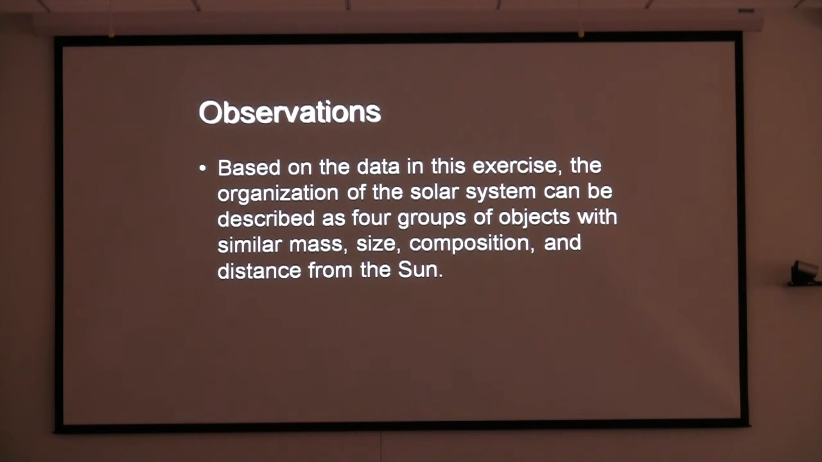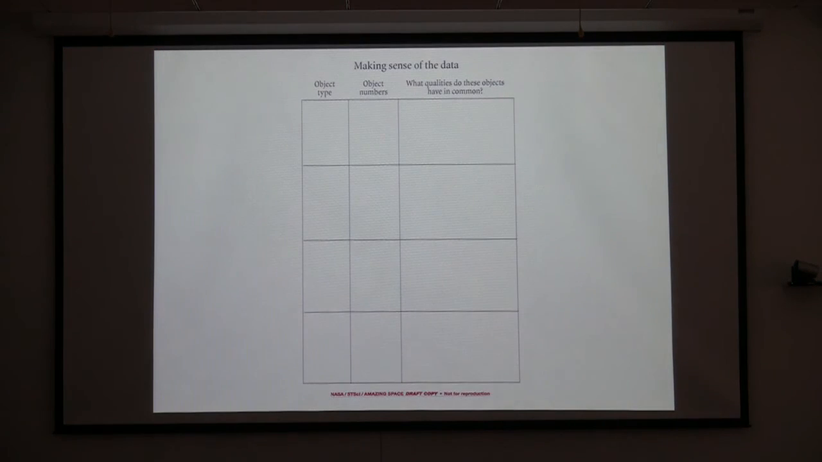If we have these 4 groups, we have the object types, which would be the composition. We have the object numbers, which you can find from that plot. And what qualities do the objects have in common? All right? This is where you're really going to extract meaning and ideas out of this. Okay? Go back through every single plot that we did. Take the 4 objects in each group. See if they have commonalities. If they don't have commonalities, make a note of that.